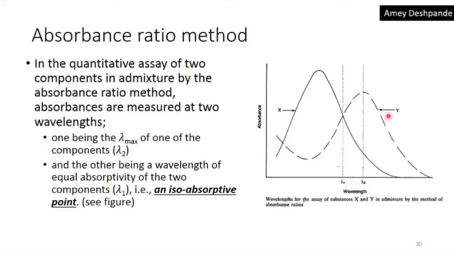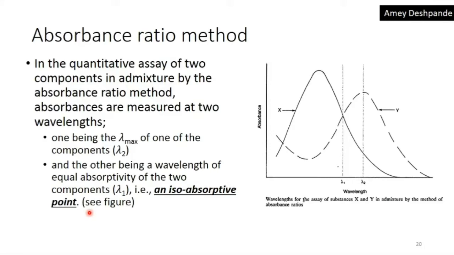So in the quantitative assay of two components in admixture by the absorbance ratio method, that is this method, absorbances are measured at two wavelengths. One wavelength is lambda max of one of the components, you can see it over here, and the other, being the wavelength of equal absorptivity of the two components, is lambda 1. Here we are calling this wavelength lambda 1. It is an isoabsorptive point.